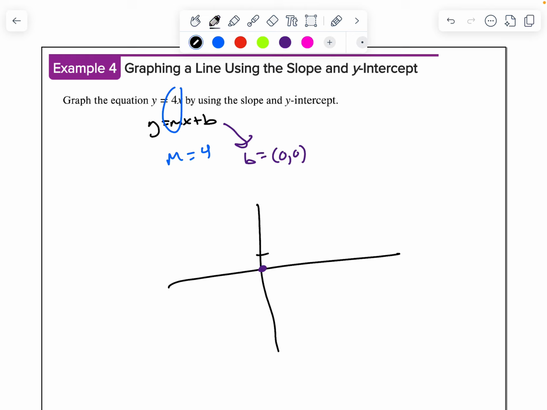Since my slope is 4, and that's rise over run, that's the same thing as 4 over 1, right? It may help you to write it out this way, 4 over 1. So I need to rise 1, 2, 3, 4, and run 1. That gets me to that point. We're doing it all in one swoop. Rise 4, run 1, and there's our line.